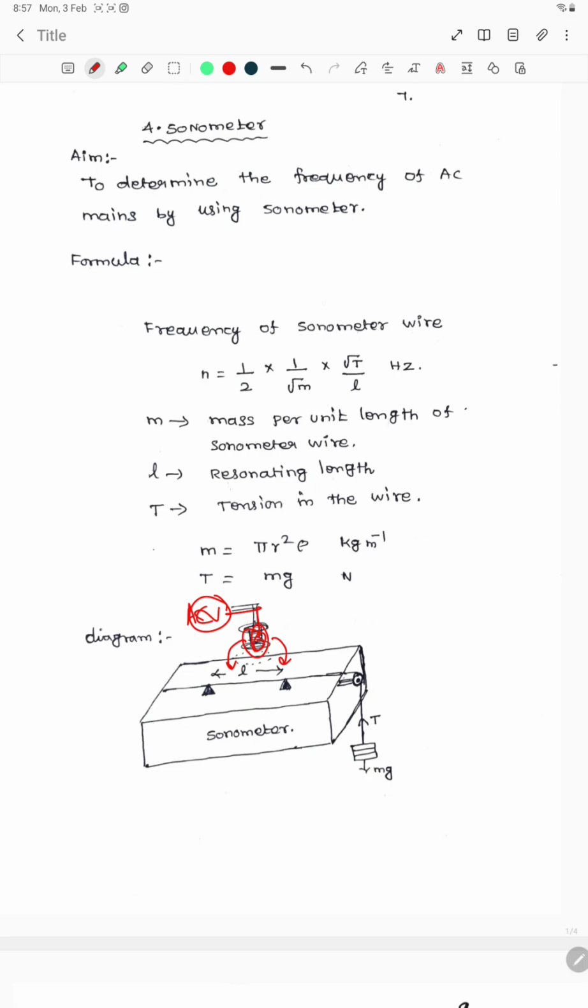It is going to vibrate vigorously. So using that, we are going to calculate the frequency of the AC source that is applied to the electromagnet. So this is the idea.